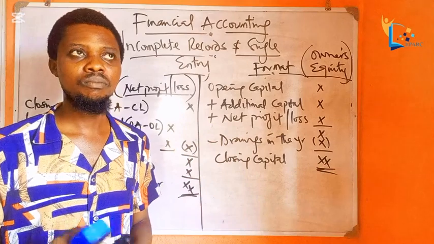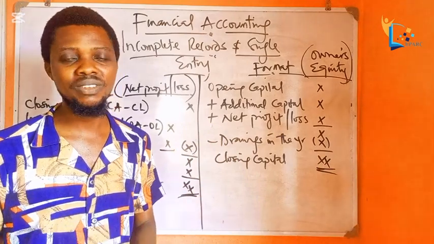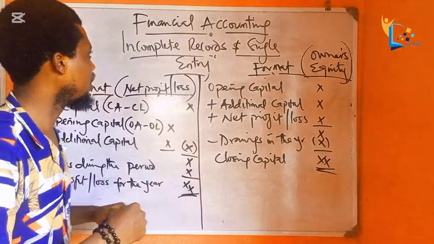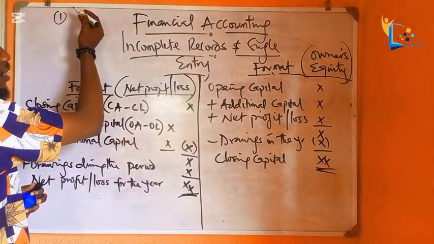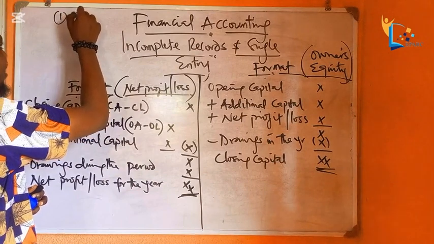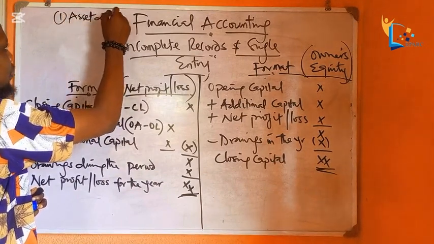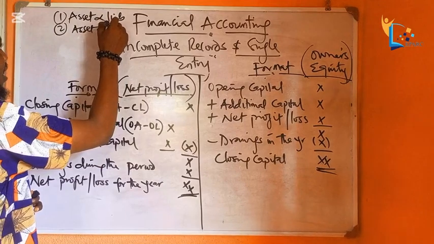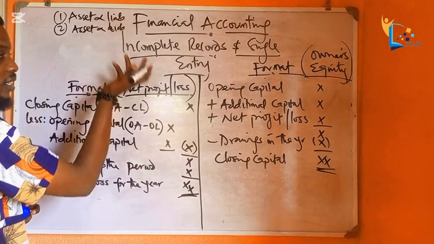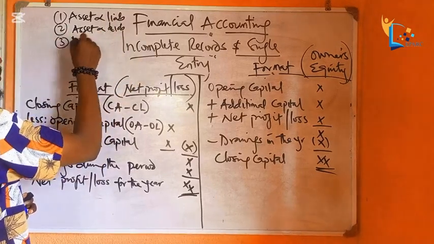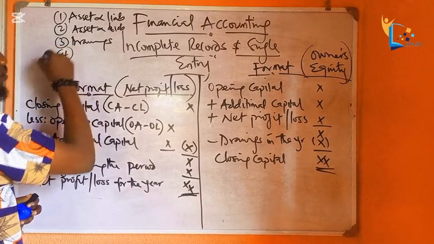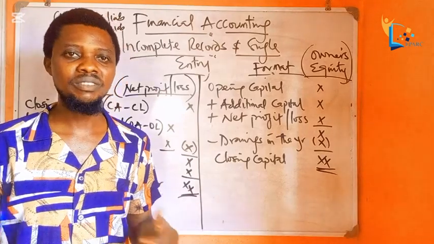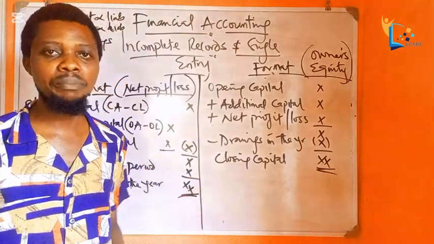Now most of the time, the information that is available to you as an accountant when you encounter an incomplete record, number one, you can get information on the assets and liabilities: asset and liability at close, and asset and liability at opening. You may have drawings. Then you may have other accounts related to the business, maybe what the business must have done in the past or within that period of time.